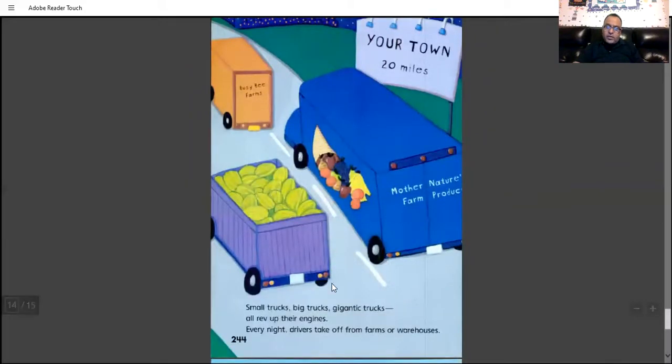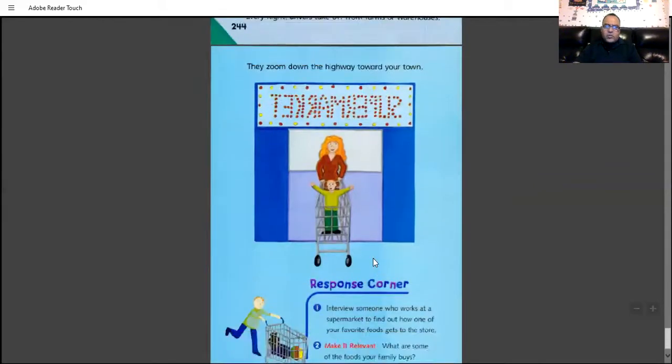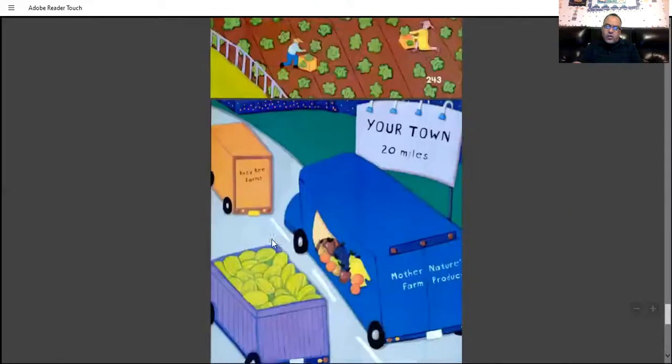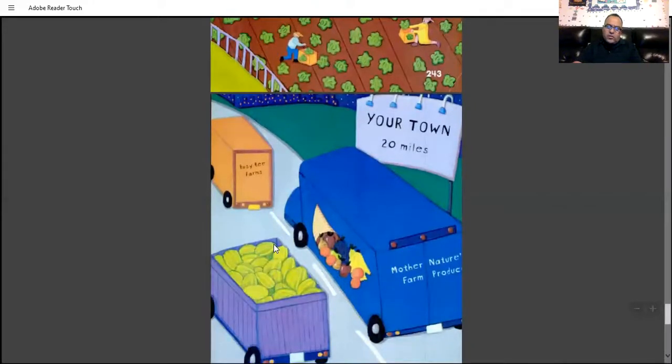So first they picked it. Pickers pick the fruit and vegetables. They go from the field onto trucks and they send them where? To your house? No, to the market. Small trucks, big trucks, gigantic trucks, all rev up their engines. Every night, drivers take off from farms or warehouses. They zoom down the highway toward your town. From the highway to your town, to the farm market, to the supermarket, to small neighborhood markets where they sell the products to the consumers. The producers sell it to other producers, and the market, being other producers, sell it to us, the consumers.